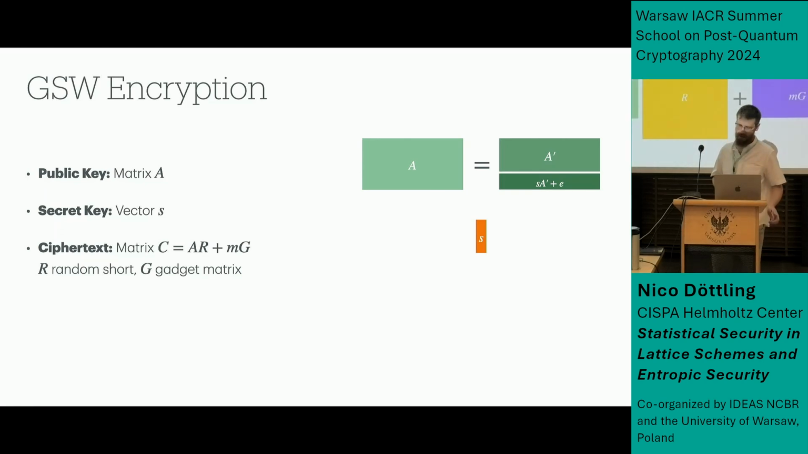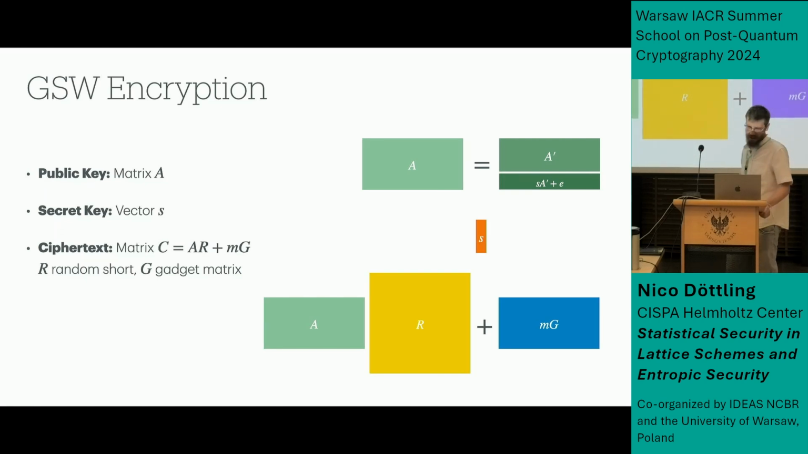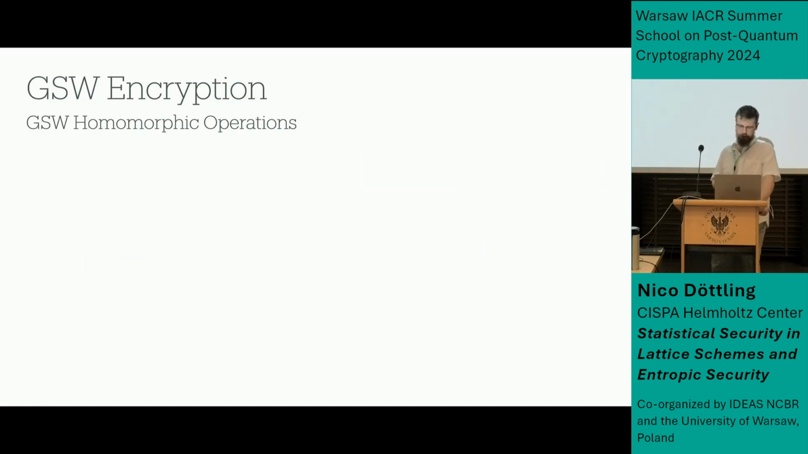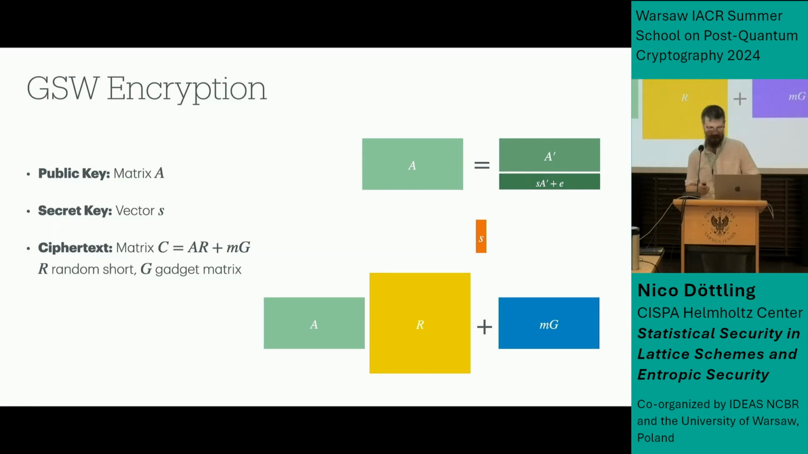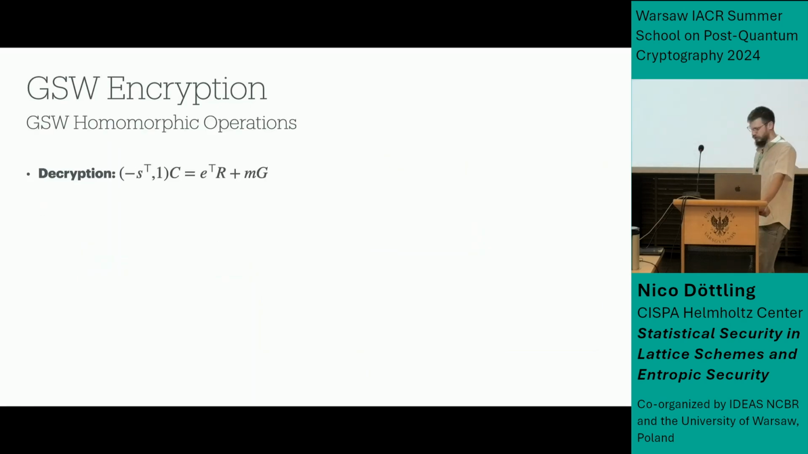There's our R. And this G is our gadget matrix. So when it comes to decryption, we just take a vector composed of S and minus 1, and multiply it with C. And again, we've seen this before. This gives us E transpose times R, where, if we go back, E is, no, I misclicked. E is, so the public key, this matrix A consists of a uniform matrix A prime and an LWE sample S times A prime plus E. And when we decrypt, this E shows up again, namely in a product with this R.